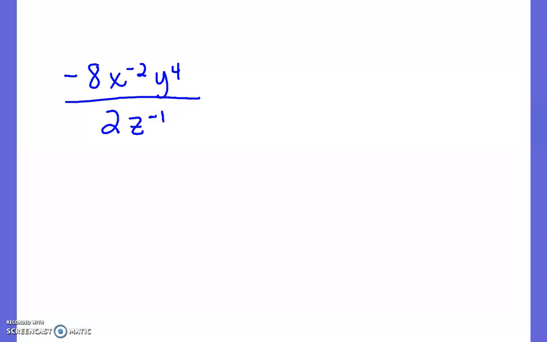Okay, so again, step by step. Negative 8 is by itself. X to the negative 2 is by itself. Y to the fourth is by itself. 2 does not belong to that z to the negative 1. Now, we are going to simplify our numbers like normal. What is negative 8 divided by 2? Negative 4. And then I'm just rewriting my exponents.